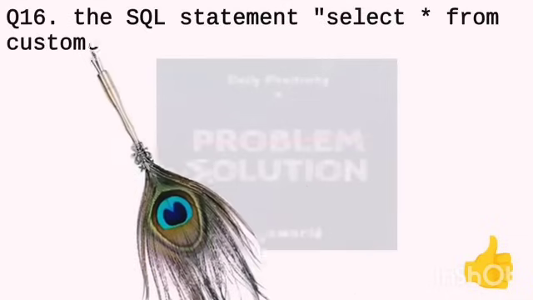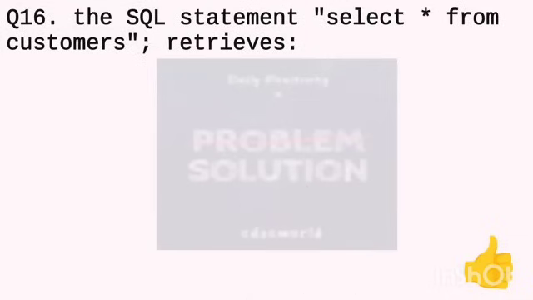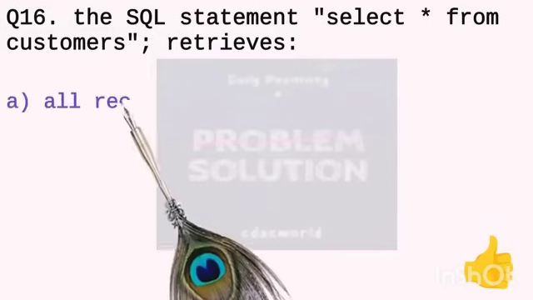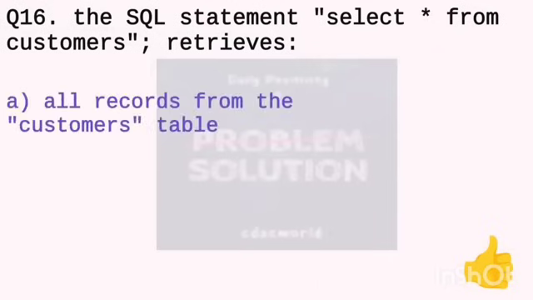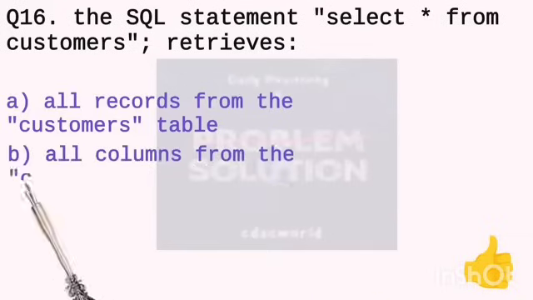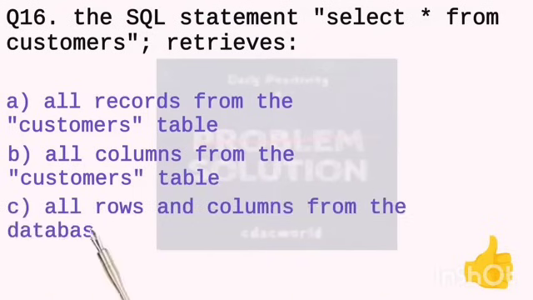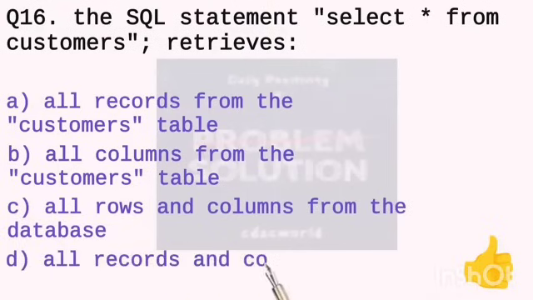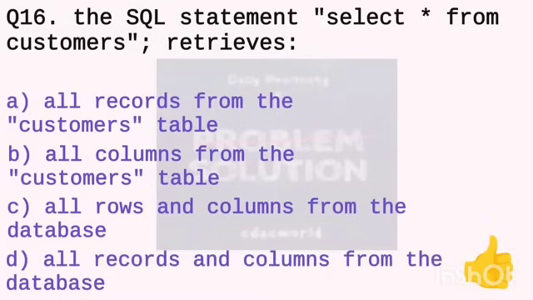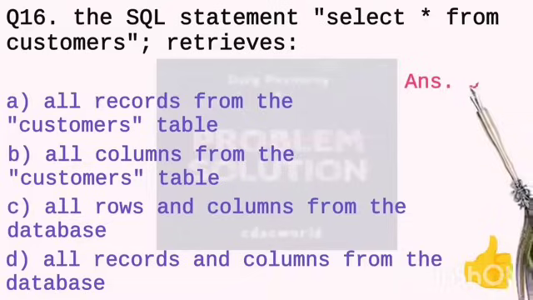Query number 16. The SQL statement select star from customers retrieves: A, all records from the customers table. Option B, all columns from the customers table. Option C, all rows and columns from the database. And option D, all records and columns from the database. And the answer is B, all columns from the customers table.